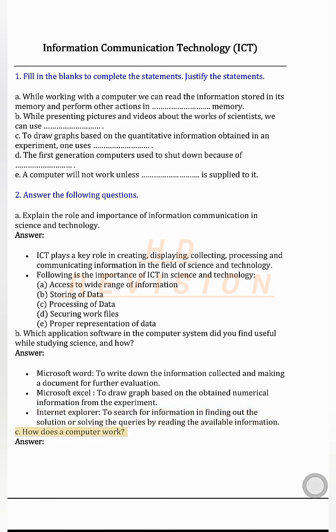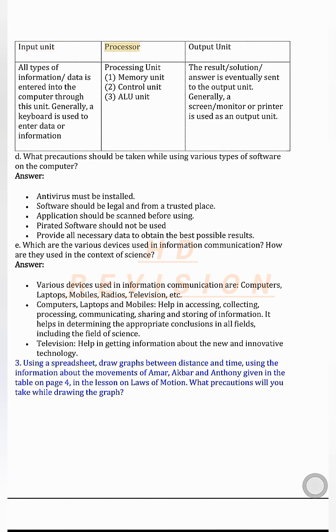C. How does a computer work? Answer. Input unit. Processor. Output unit. All types of information data is entered into the computer through this unit. Generally, a keyboard is used to enter data or information. Processing unit. 1. Memory unit. 2. Control unit. 3. ALU unit. The result, solution, answer is eventually sent to the output unit. Generally, a screened monitor or printer is used as an output unit.